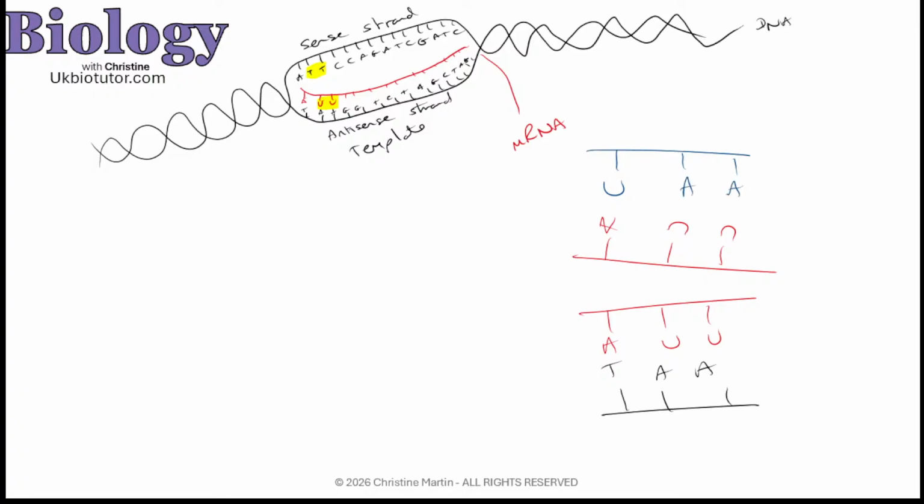So I'd have my DNA, there's my DNA, there is my mRNA, and all I've done is I've rotated it slightly here so you can see, and here is my tRNA. So this is my anticodon, this is my codon, and this is my template strand on my DNA. V, does that answer your question? Hopefully it does.